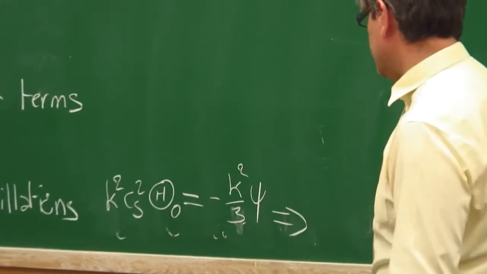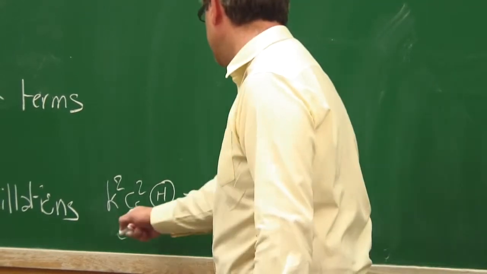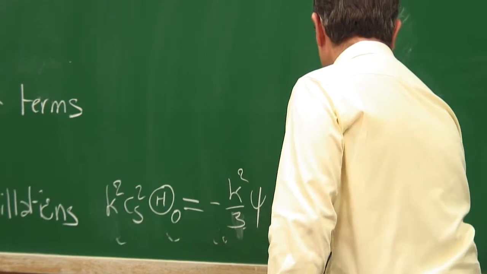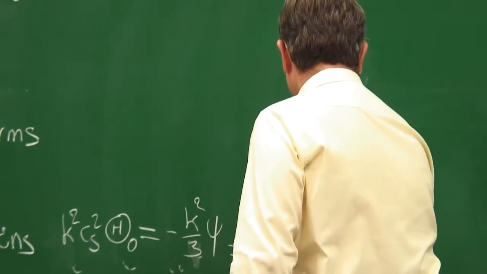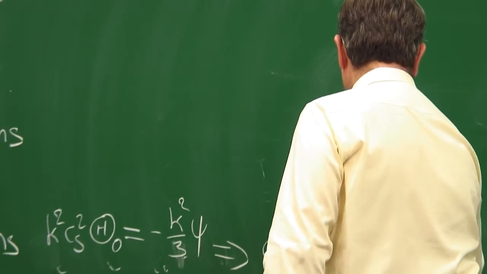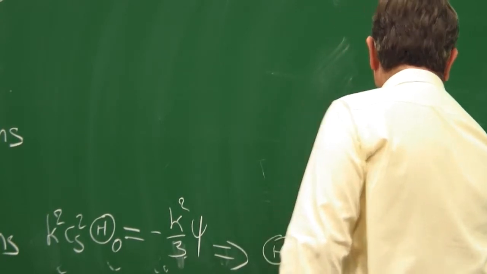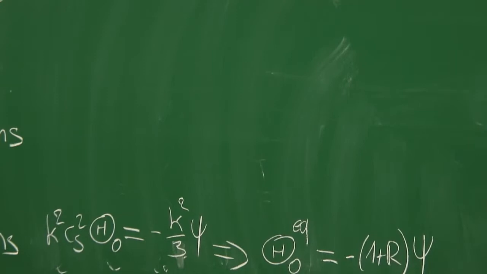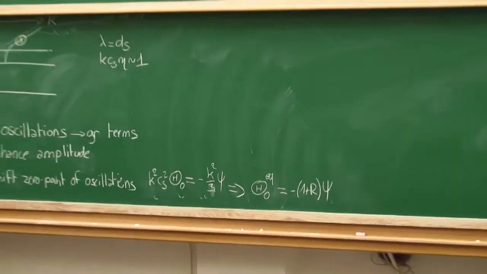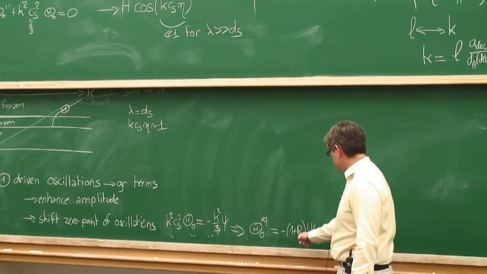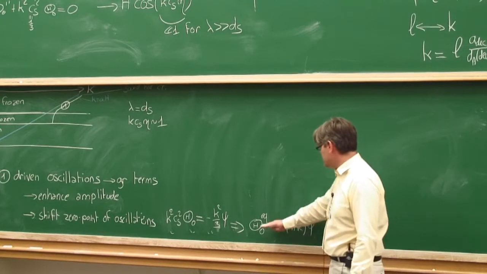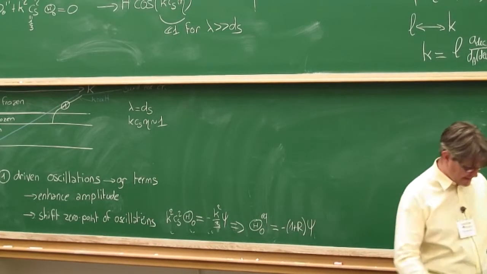Okay, and now I can simplify by k squared. I replace c_s squared by the values that we wrote, and I get that theta_0 equilibrium is equal to minus 1 plus R psi. This is the zero point of oscillation around which you oscillate. And we see that this zero point of oscillation depends on baryons. If the baryon fraction increases, you shift this zero point. This will be very important later.